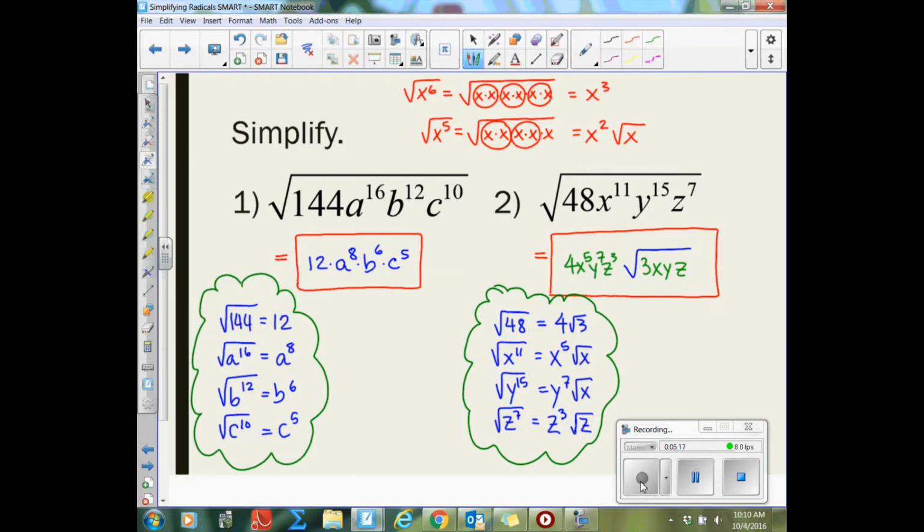We'll use the same sort of technique for cube roots in the next video, except instead of pairs of 2, we're looking for groups of 3 to accommodate a cube root.